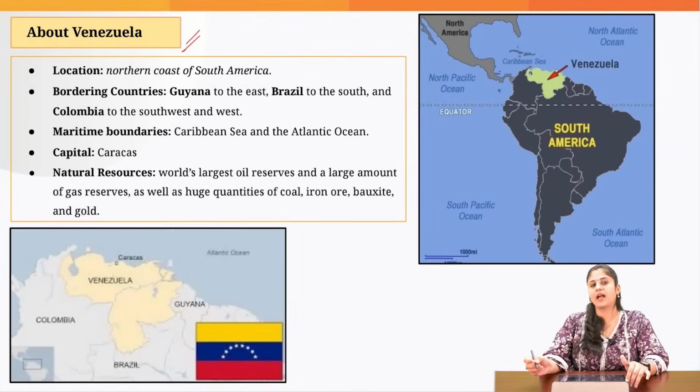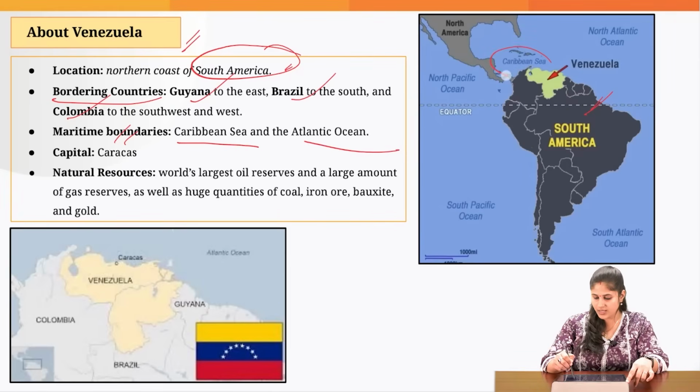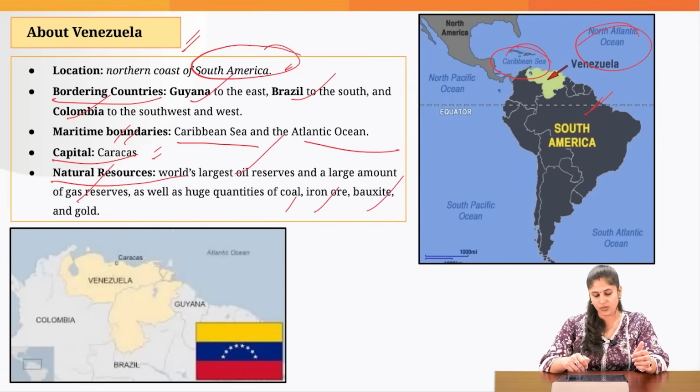Certain prelim facts with respect to Venezuela. It is situated in South America here. Bordering countries are Guyana, Brazil, Colombia. Maritime boundary is shared with the Caribbean Sea and the Atlantic Ocean. Here you can see the Caribbean Sea and the Atlantic Ocean. Its capital is Caracas, and it has huge reserves of oil. Gas reserves are also available here, and we also have reserves of coal, iron ore, bauxite and gold.